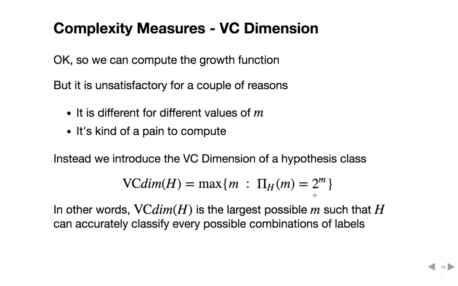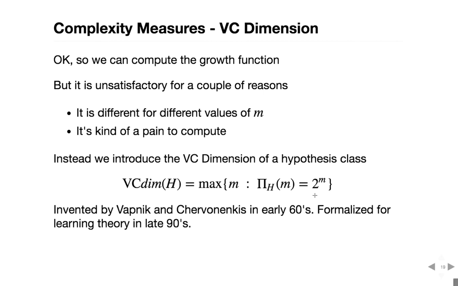You could think about how if you have 3 points for some hypothesis class, it might be possible to classify all 8 of those combinations. But if you move to 4 points, it might not be possible with your hypothesis class to get every possible dichotomy on those 4 points. In that case, we would say that the VC dimension is 3. This idea was invented by Vapnik and Chervonenkis in the early 60s. That's where the V and the C come from. And then it was continually updated in the context of learning theory for the next 30 some years.